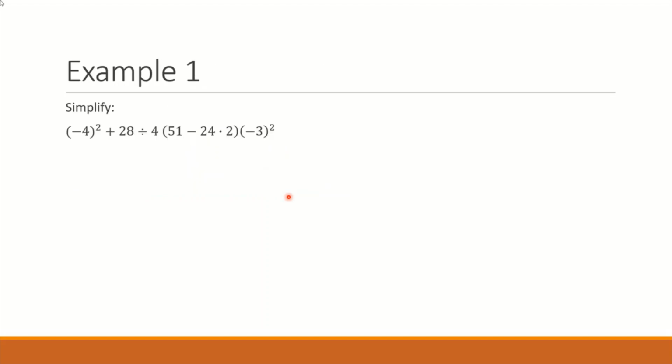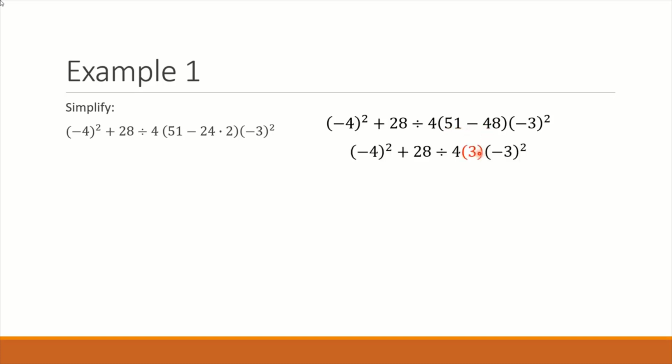So now let's look at some examples. What we're going to do first is what's inside the parentheses. Inside the parentheses, you have subtraction and multiplication, so you would multiply first the 24 and the 2. So 24 times 2 is 48. Continue to simplify what's inside the parentheses. So you would do 51 minus 48, which is 3. Now this parentheses is done.